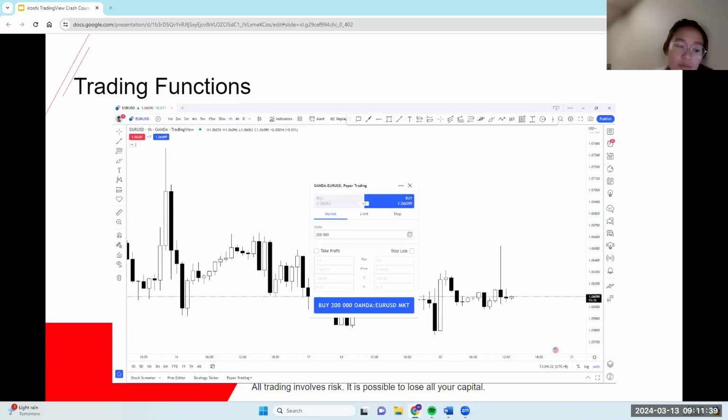And also from here, you can see there are different trading functions as well. Here we're looking at Euro dollar paper trading, and you can see that for our sell and our buy, you can conduct your trades directly on TradingView itself. You can see here we're buying 200,000 units of Euro dollar.